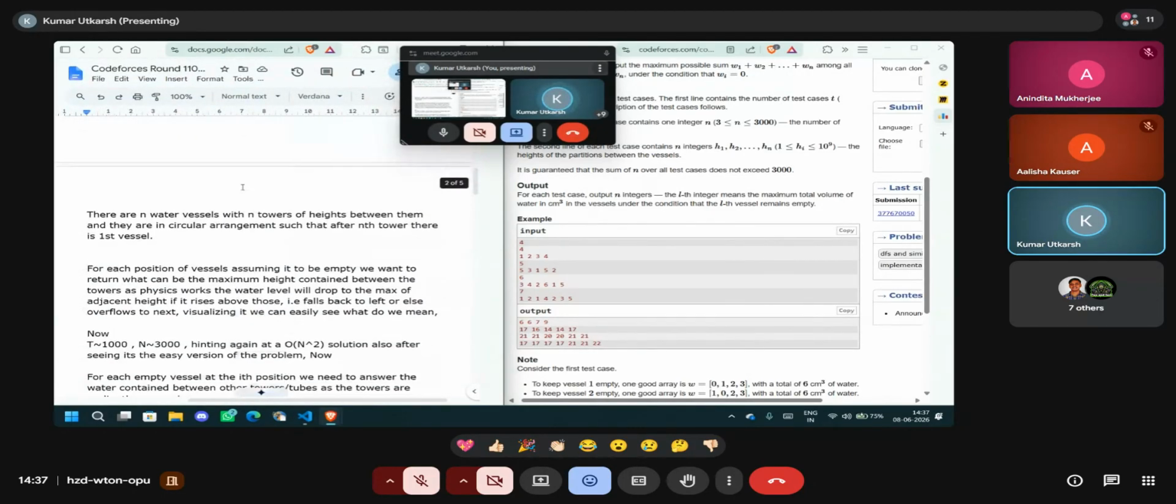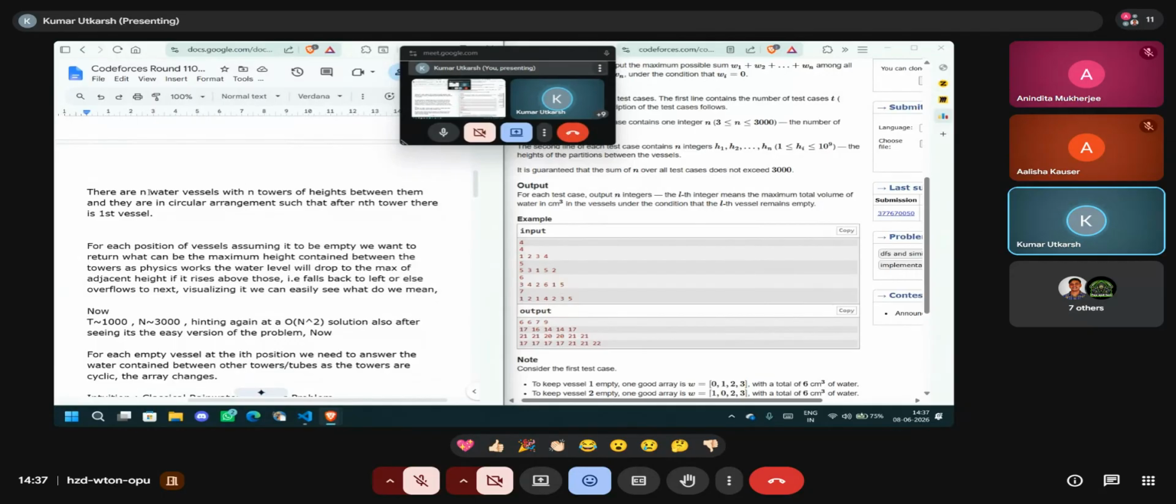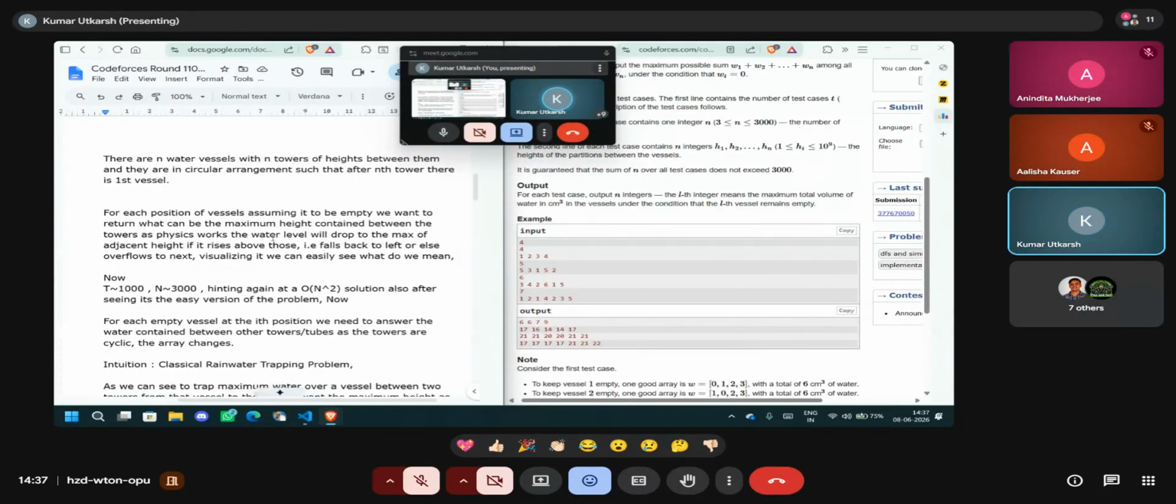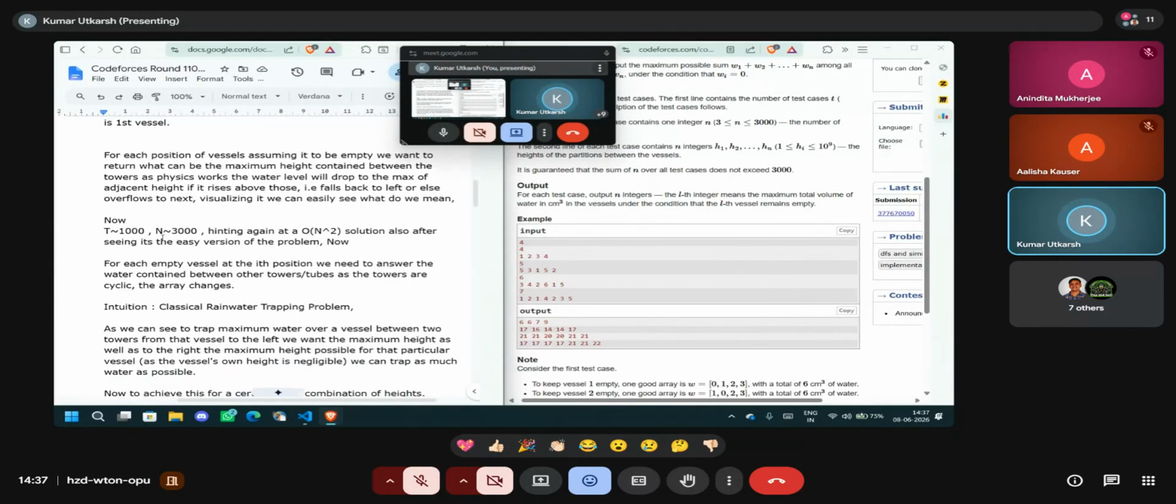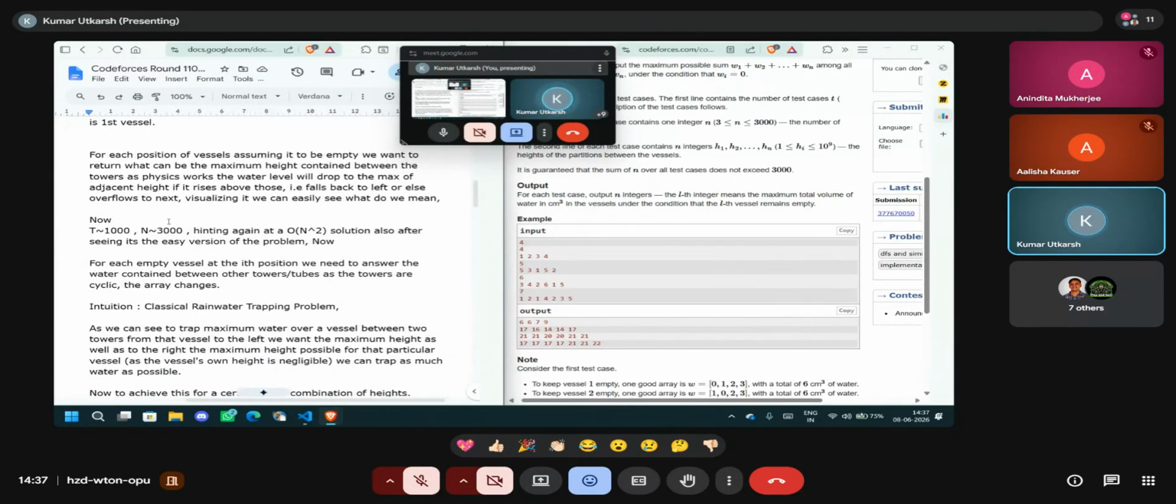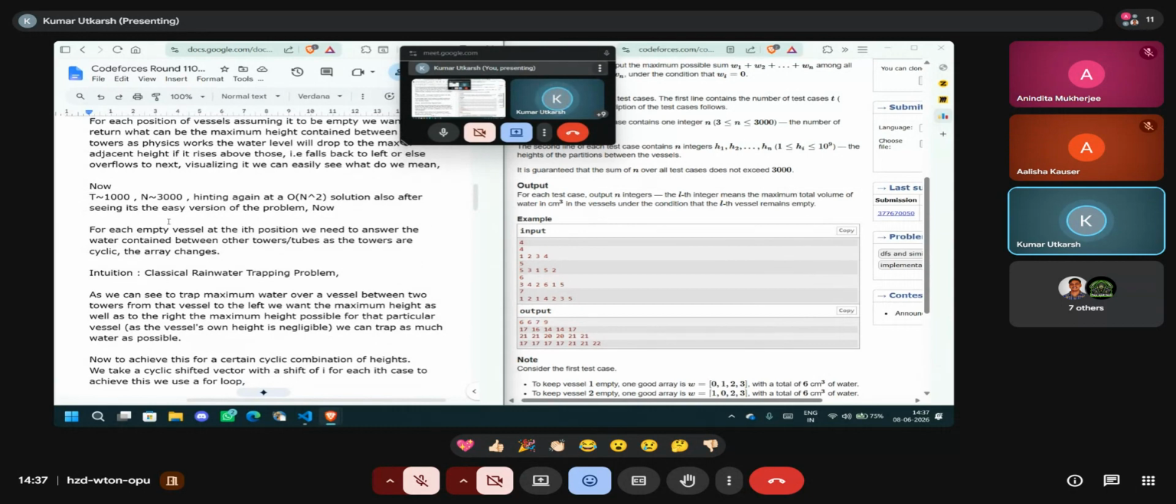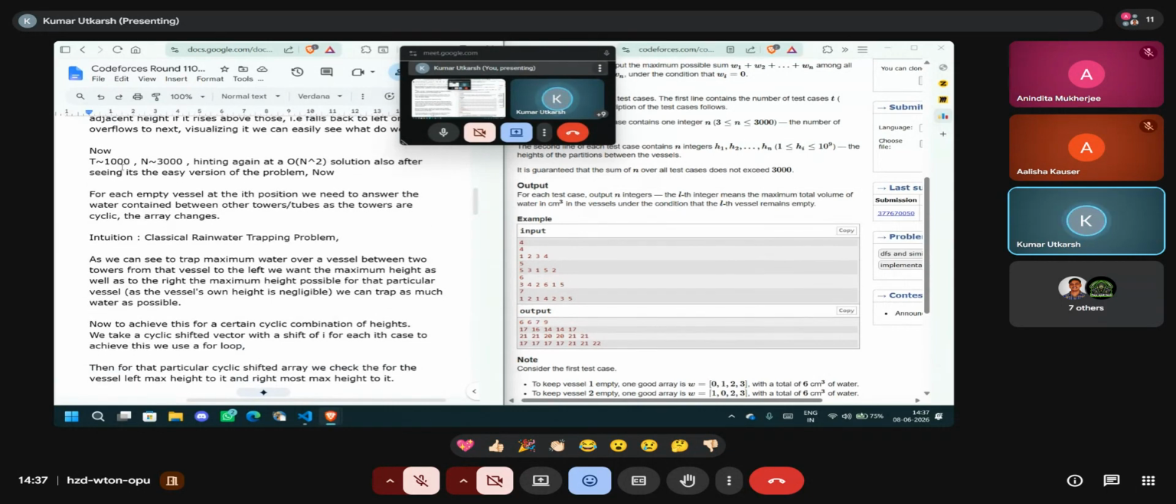So how can we maximize it? I've already explained there are vessels and all, so it falls back to the left, or else it falls back to the next. That is, it overflows to both. So we need to have the minimum between both the towers. We see the test case count is just 1000 and n is also 300. Also, it's an easy version of the problem, so you can easily see that we can get an idea of O of n square.